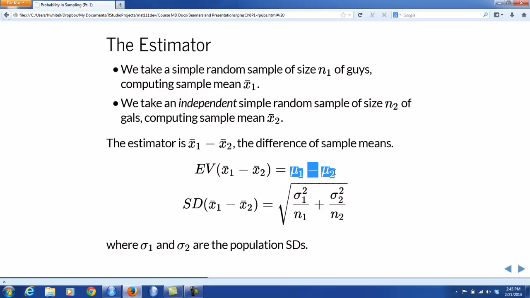Again, unsurprisingly, its expected value is exactly the target parameter, mu1 minus mu2, and the standard deviation is interesting. It involves the standard deviation for the population of guys squared divided by the sample size you're taking from that population, plus the square of the standard deviation of the heights of the gals in MatchPop divided by the sample size for the sample you've taken of the gals. Again, since sample sizes are in the denominators, at large sample sizes, you can expect x1 bar minus x2 bar to be pretty close to mu1 minus mu2.